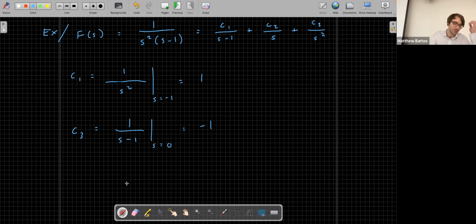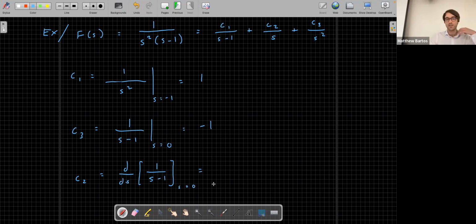All right, so now we can find C2. This is the tricky one. So again, we've multiplied through by s squared. We're going to need to take the derivative of 1 over (s minus 1) with respect to s and evaluate this at s equal to 0.